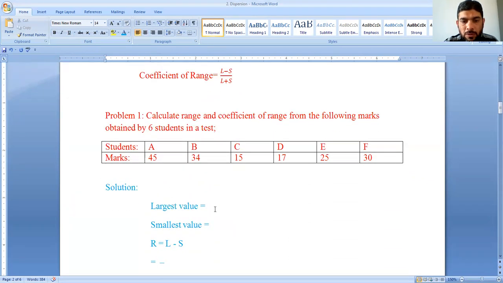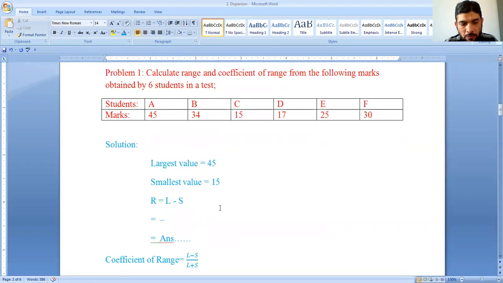We have to take the largest value in the series from the marks, and we can easily find that 45 is the largest one. So we put 45 over here. The smallest value is 15. So apply the same thing in our formula. We will have 45 minus 15, it will be 30. 30 will be the range.